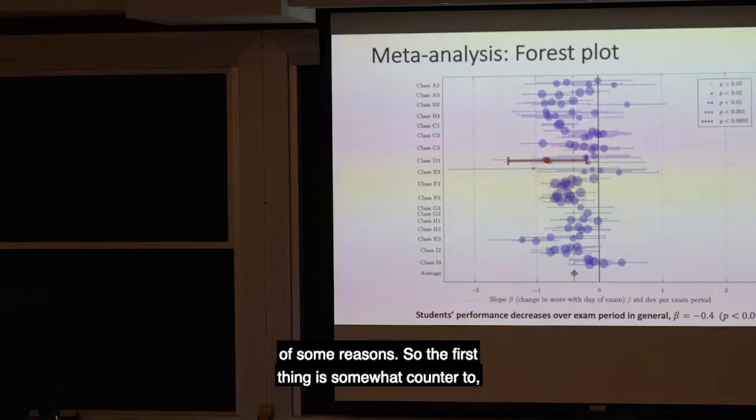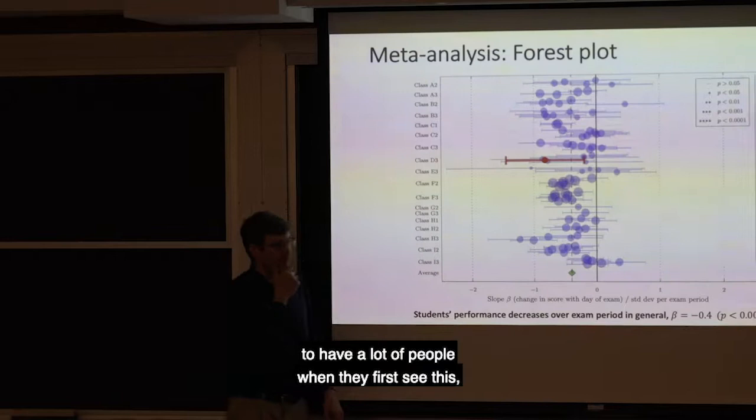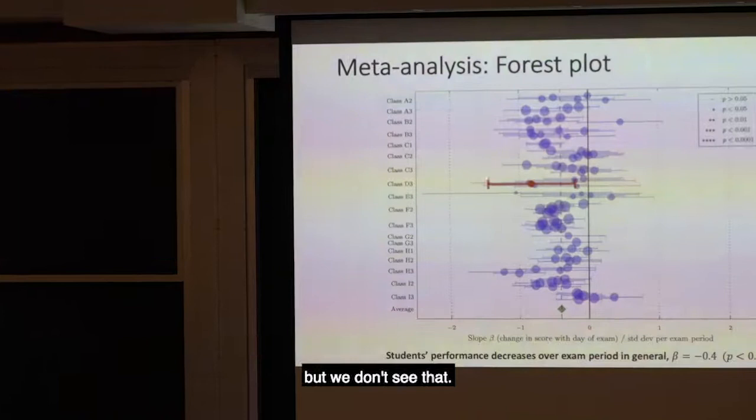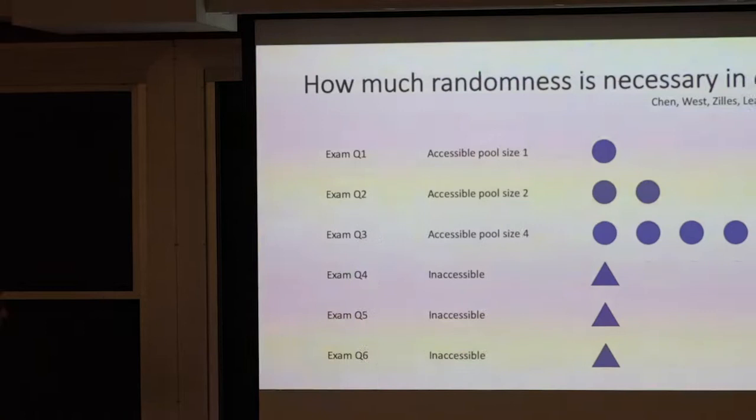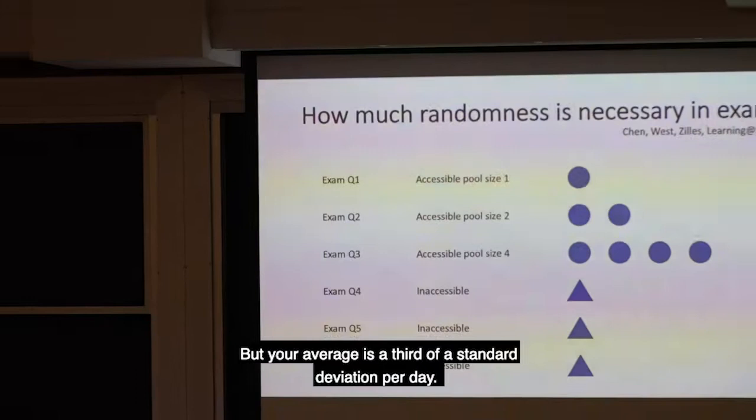So the first thing is somewhat counterintuitive. A lot of people, when they first see this, they assume exam scores will increase over time as more information gets out. But we don't see that. So at least that information effect is smaller than this other effect. Not saying that that information effect doesn't exist. But your average is a third of a standard deviation per day. And so it's like one standard deviation or more over the 4 days.